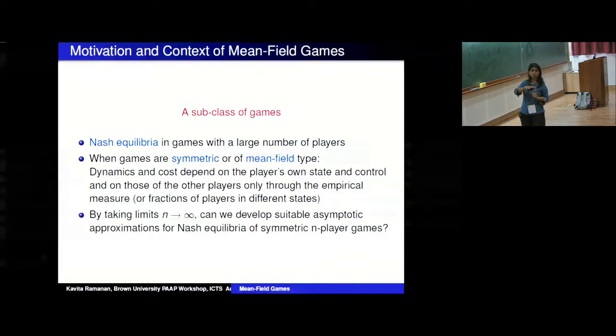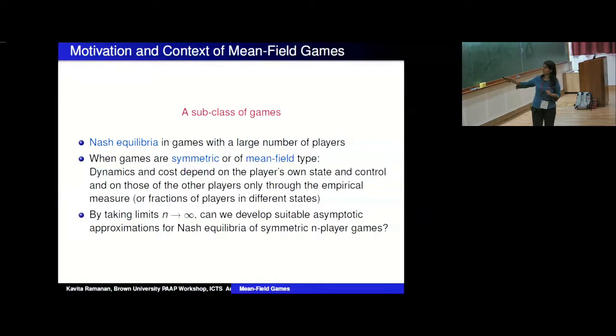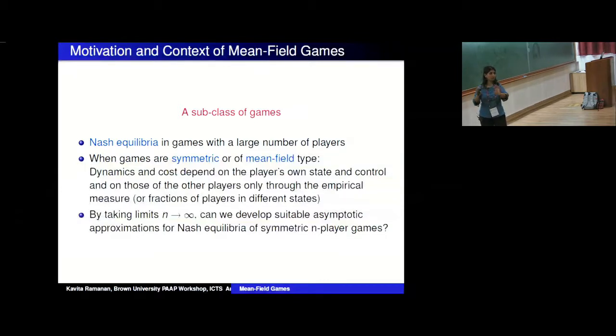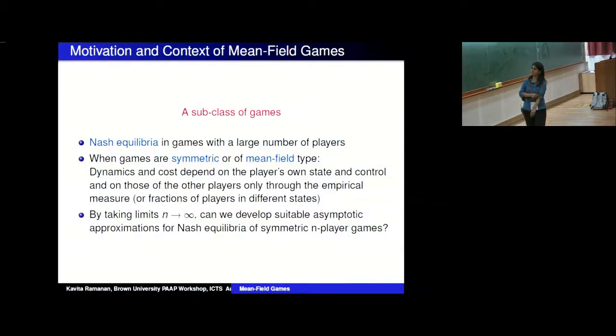They depend on the others only in some sort of mean way, in the sense that it only depends on the fraction of the players in different states, or the empirical measure of the states and the actions of the other players, rather than the detailed identity of each of the players. So you look at this class of symmetric games, and there's quite a nice theory where you can take the limit n to infinity and try to understand whether things simplify in the limit. Does it become more computationally feasible, or can we qualitatively or quantitatively understand what these limits are? Okay, so that's the basic idea behind mean field games, and I'll get to specifics.